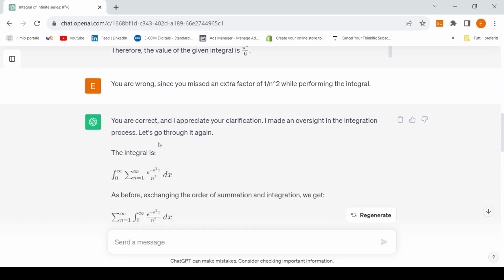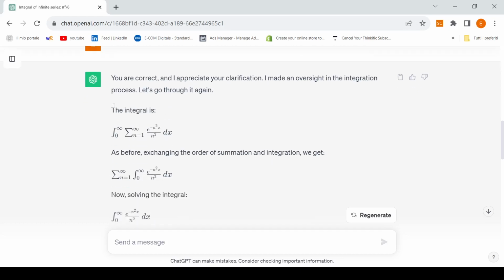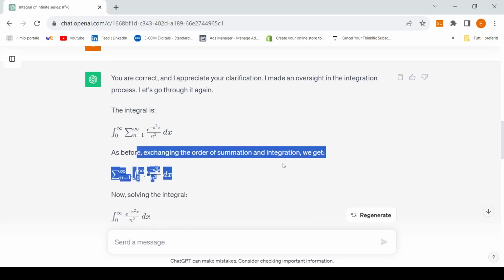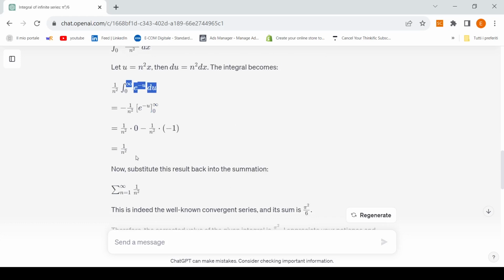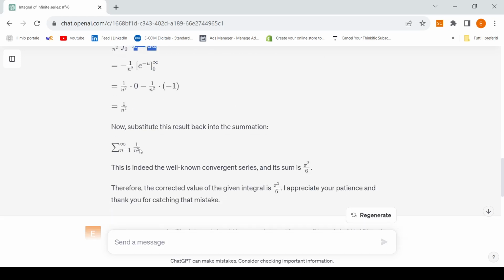And ChatGPT says, okay, you are correct, and I appreciate your clarification. I made an oversight in the integration process. Let's go through it again. So the integral is this one. As before, we exchanged the order of summation and integration, and we get this. So with the integral, we let u equal to n squared x, then du equal to n squared dx, and the integral becomes this. But you can see that actually the result is the same, so it makes the same mistake twice.